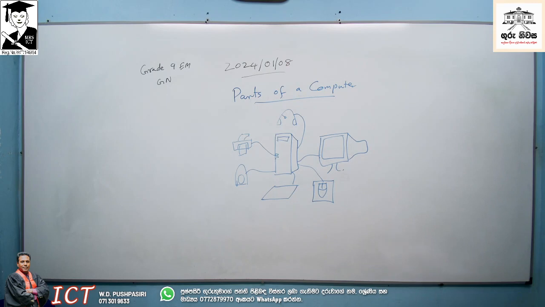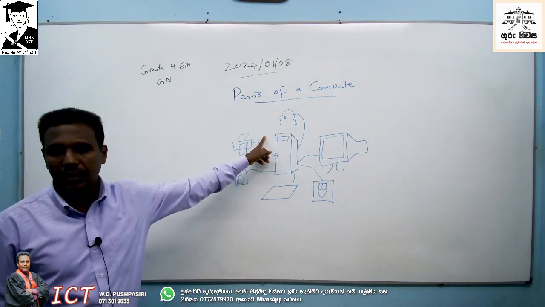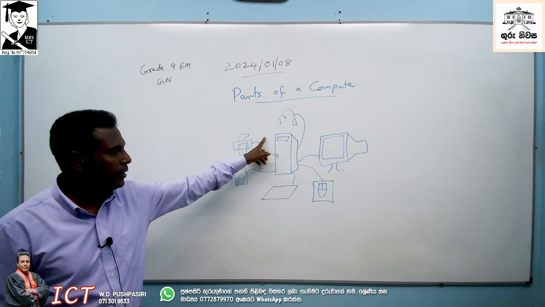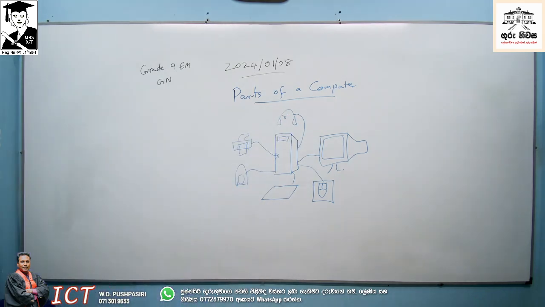So you have to name them, right? You can draw as much as possible. There are many more, right? I only drew a few things here. You may draw more than that, like a scanner. I have not written scanner here, and there are many more devices you can write down. Draw and write down as much as you can.